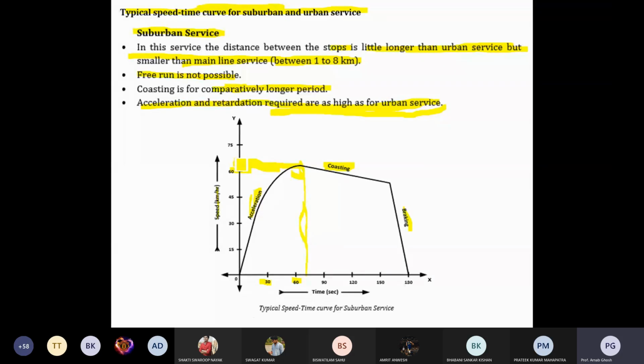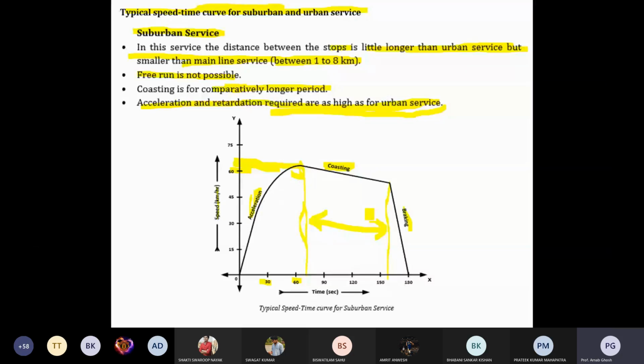So the rest of the portion you have to travel, basically you have to think about the coasting period. So free running due to the moment of inertia, up to that portion it will go for that coasting. That period of time, that is the travel distance. Then braking. That's why the free running option is not possible. So free running is not possible for suburban service.